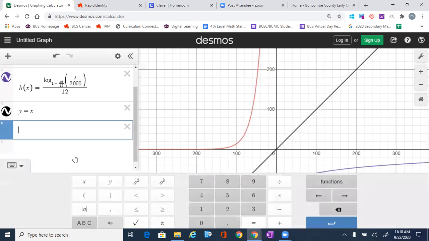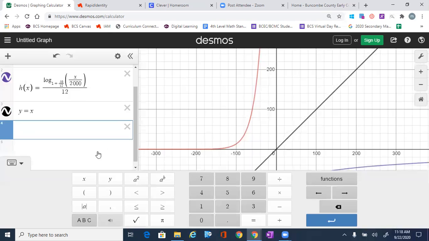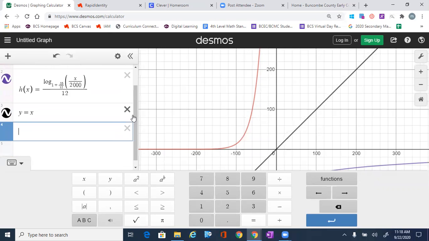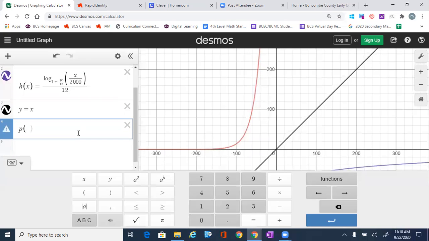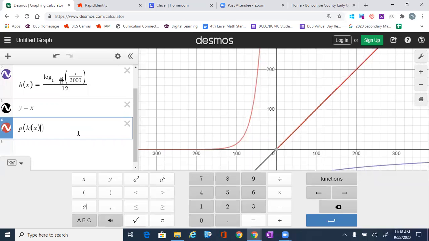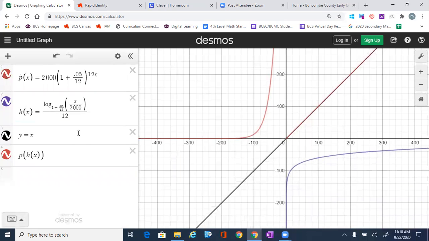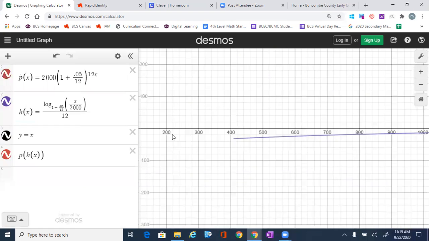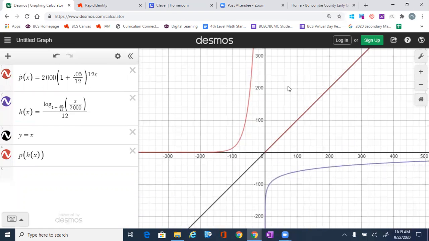And we can also come over here. And remember, I like to go ahead and say, let's do the compositions of P of x and H of x just to verify. Why not, right? P of H of x. And I'm going to tell you what, if that y equals x line glows up, we have two inverses that are going to match up really nicely. And that's what we've got going on right here. So we found the inverse correctly, which gives us an equation that will calculate time based off of the final principal every single time in this situation.